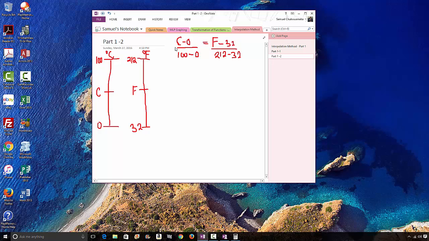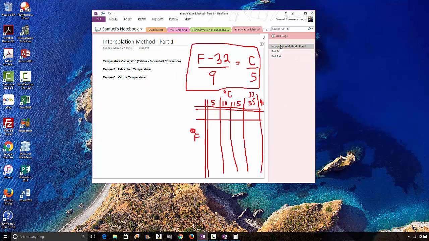So C minus 0 is going to give you C, all over 100 minus 0, which gives you 100, equal to F minus 32 over 212 minus 32, which is 180. Okay, this is what we actually want to prove here: F minus 32 over 9 equal to C over 5.